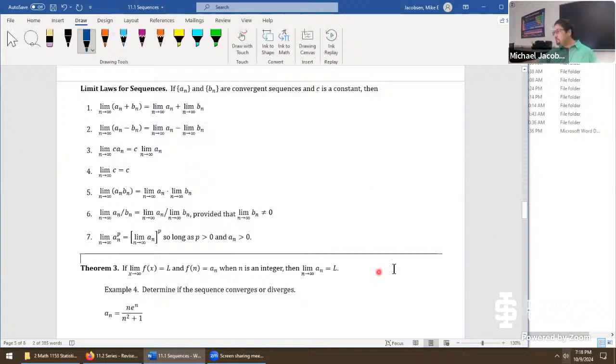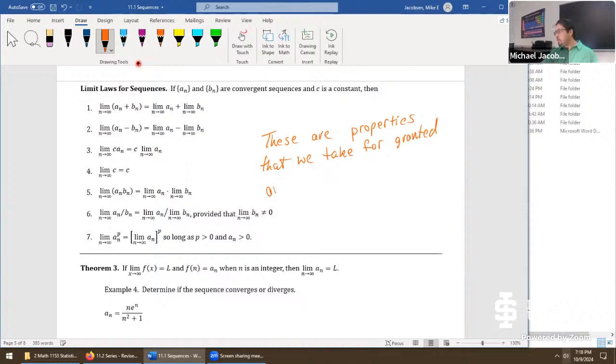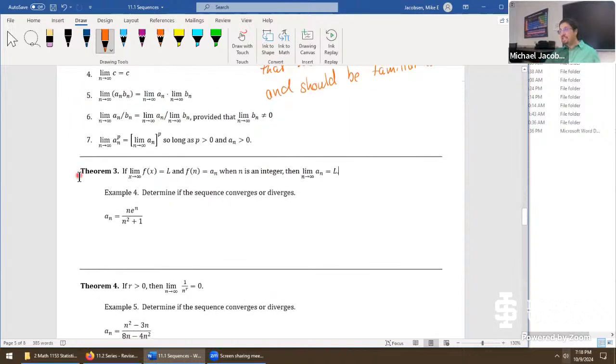So let's just give an overall statement for these. These are properties that we take for granted and should be familiar with. I think when it comes to exam 3, probably just about nobody's going to write down these limit laws. I think the better things to write down would be these kinds of things.